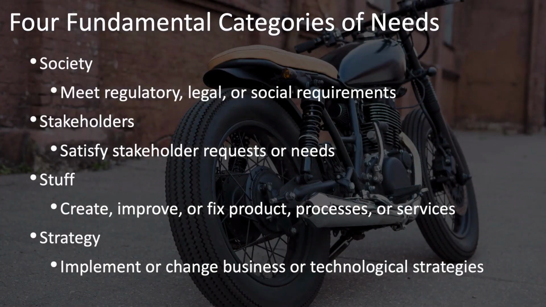It may help you to remember these 4 categories of needs if you use what I call the 4 S's, which is a little invention of mine. The 4 S's are simply short labels or titles for the 4 categories. They are society, stakeholders, stuff, and strategy. The society category includes needs to meet regulatory, legal, or social requirements.